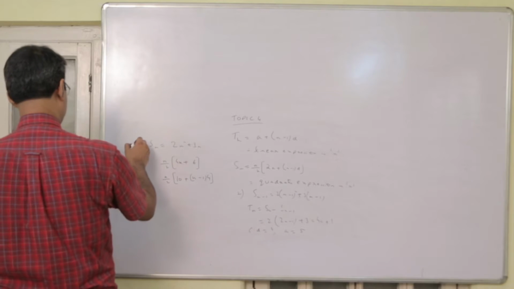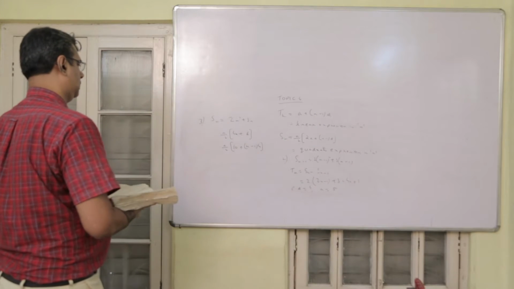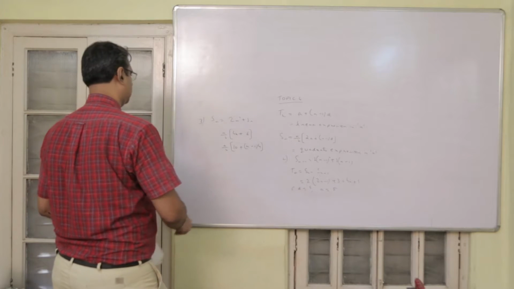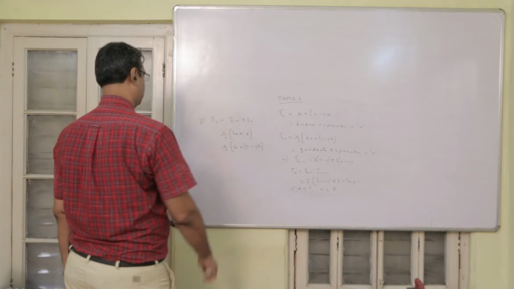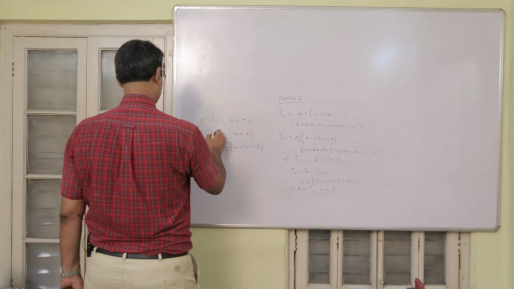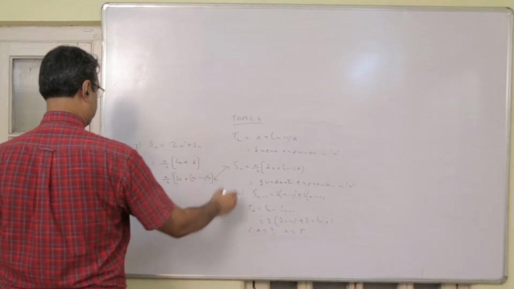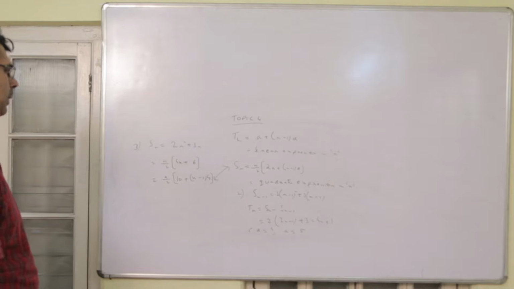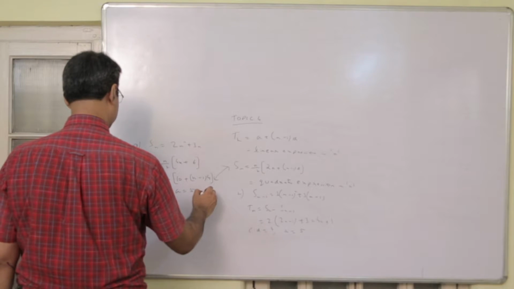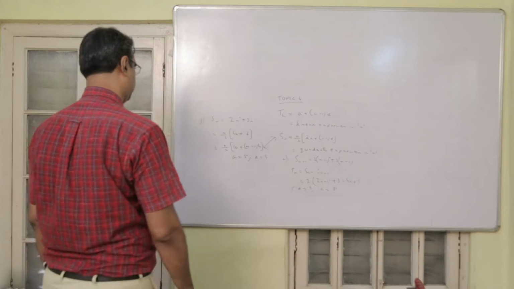There is a third way to do this sum. The third method is, suppose we write 2n square plus 3n like this or like this. If you compare this with the formula of Sn, if you compare these two, you can see clearly that A is 5 and D is 4. So this is the third method of doing this type of sum.